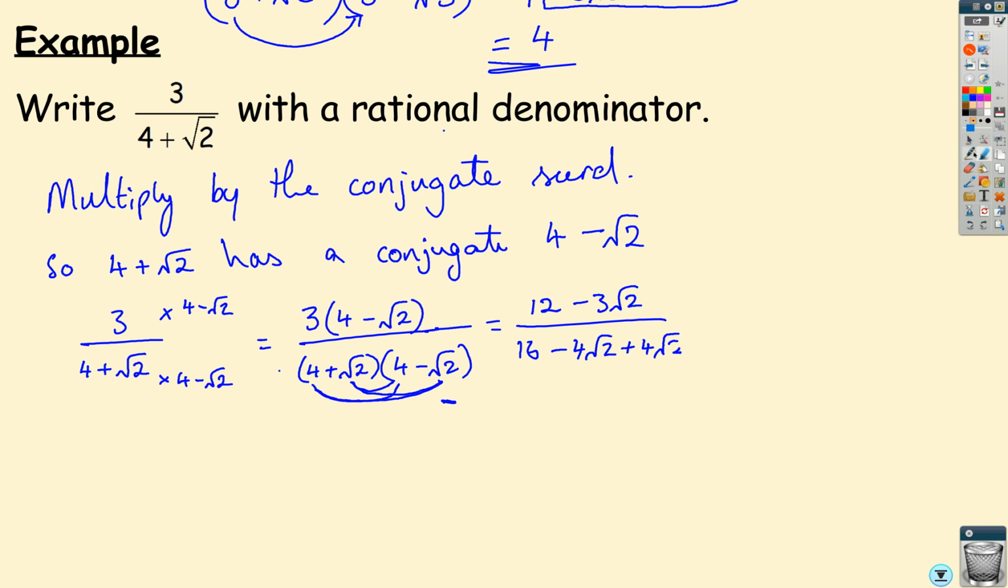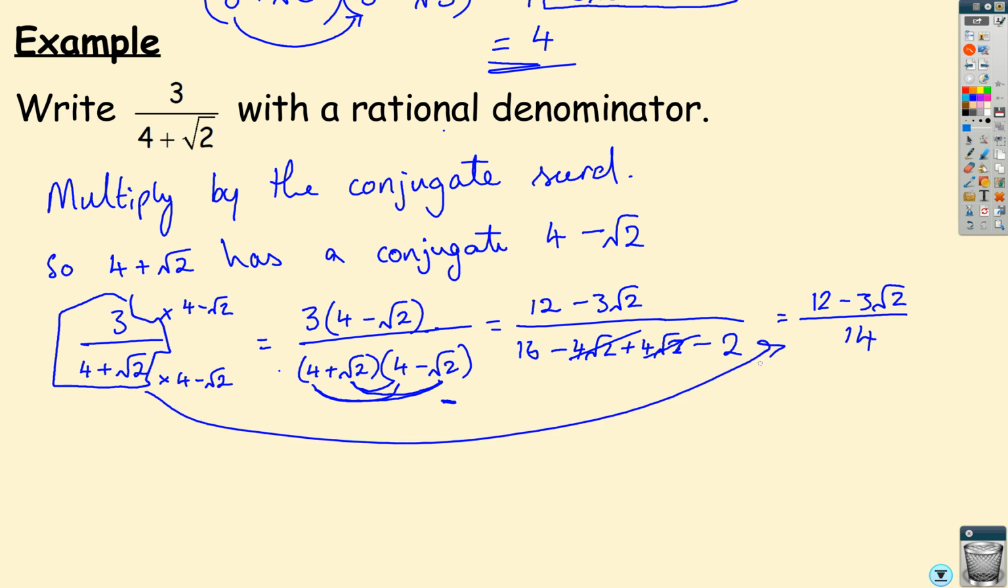Okay. So take away 2. So we get 12, take away 3 root 2, all over, well, the middle parts cancel out, and 16 take away 2 is 14. 14 is a rational number, so job's done. We've written it with a rational denominator, and you can test it by putting the question into the calculator, and it should spit out what you've got at the end there.